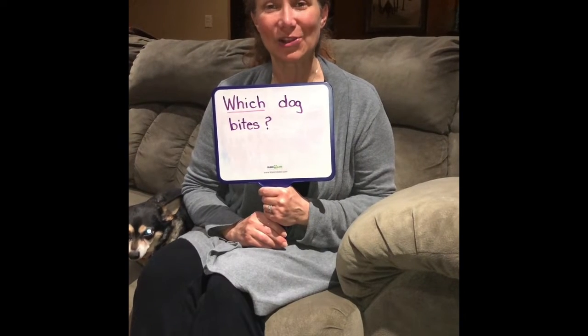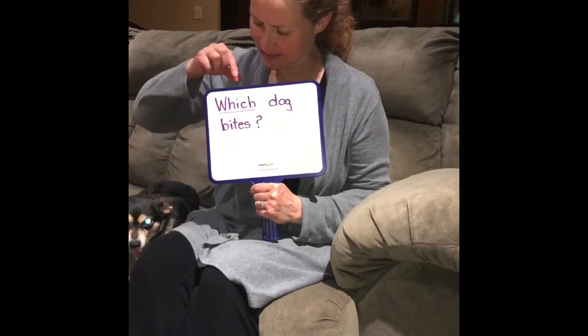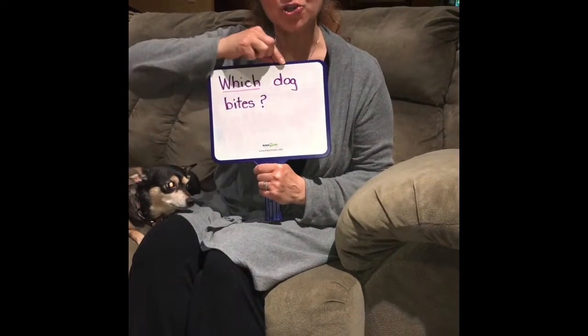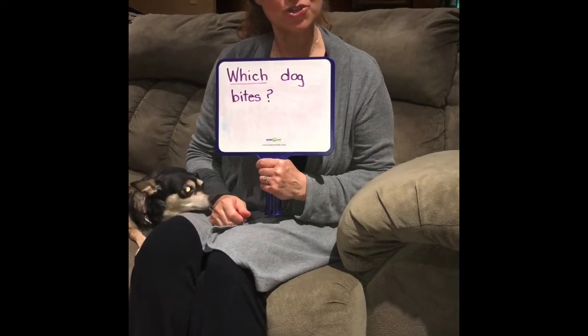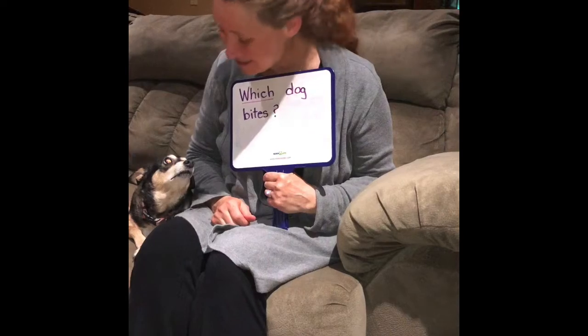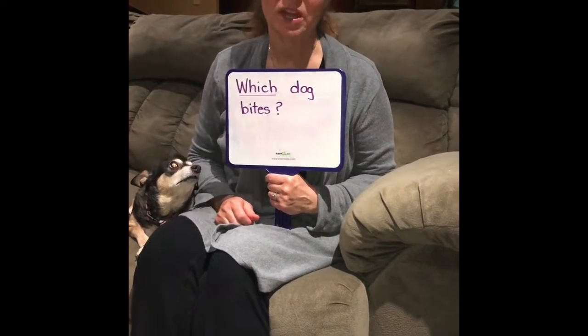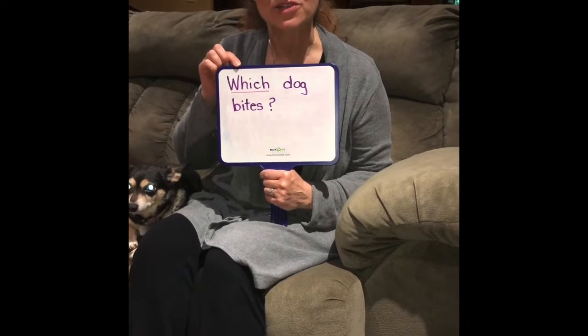Are you ready to learn our first red word? Let's read our sentence. Which dog bites? It's a question. Which dog bites? Is it you, Sophie? No, it's not you. It's Louie. The word that's underlined in red is which.